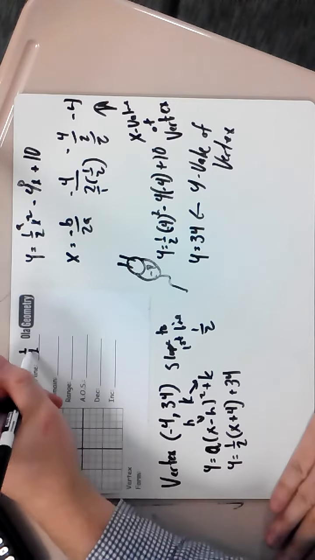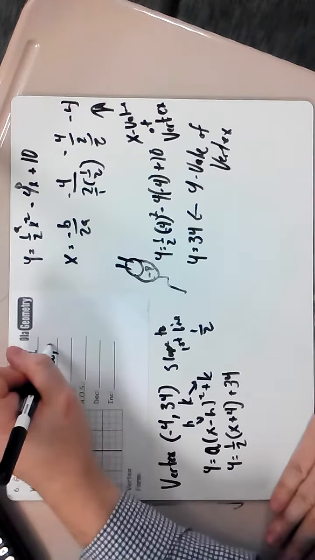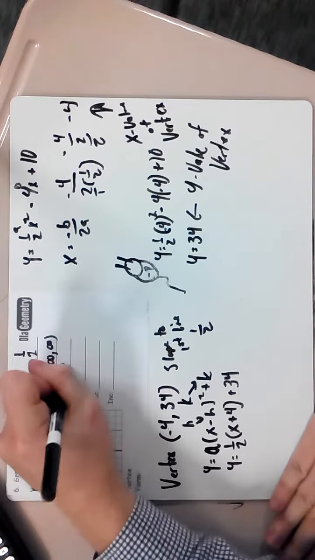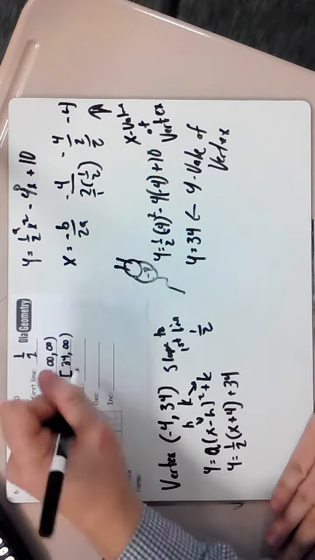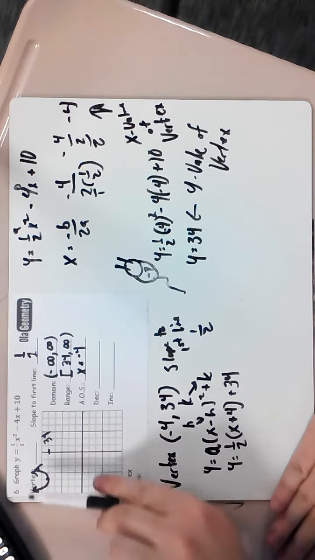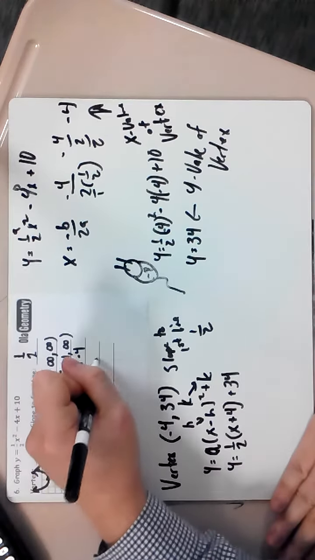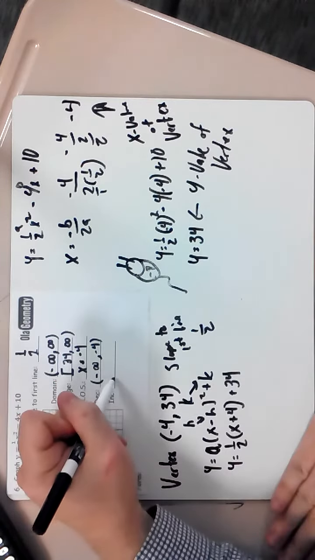I'm going to write it up here. It's getting a little crowded down there. The slope is 1/2. The domain is negative infinity to positive infinity. The range is the y value of the vertex up, so 34 to infinity. I'm going to put a bracket around that, 34 to infinity. The axis of symmetry is the x value of the vertex, x equals -4. As I go from negative infinity to -4, it is decreasing. And as I go from -4 to positive infinity, it is increasing.